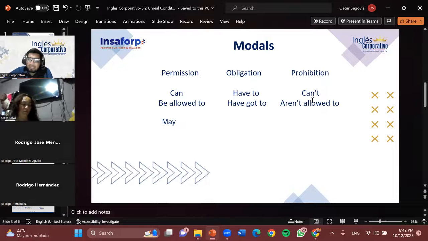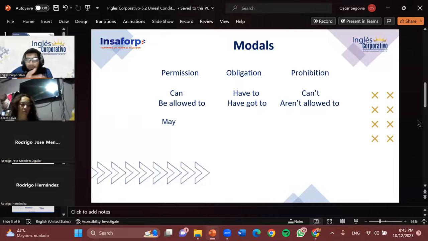Allowed to or aren't allowed to is normally used in public places. Can't is more for private spaces, like your house, your office, or something where you are part of a community. But allowed to or aren't allowed to is used more in public areas. Let's say that in a park, you aren't allowed to ride your bicycle over the grass, or you aren't allowed to have picnics at a specific park.